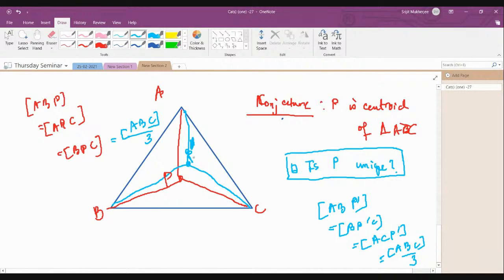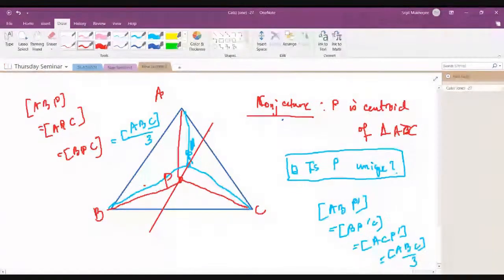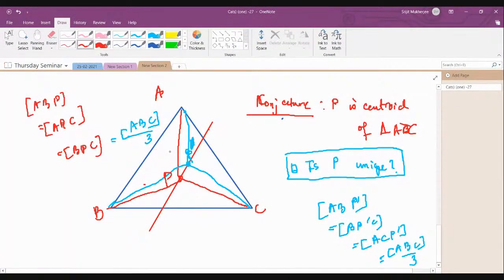Okay, all these three have equal area. So ABP and ABP dash have equal area. When can that happen? When they have the same base, and it can happen only if they have the same height. So therefore, P dash and P must, this line must be parallel to AB. Okay, that makes a lot of sense, right? Because the height must be equal.